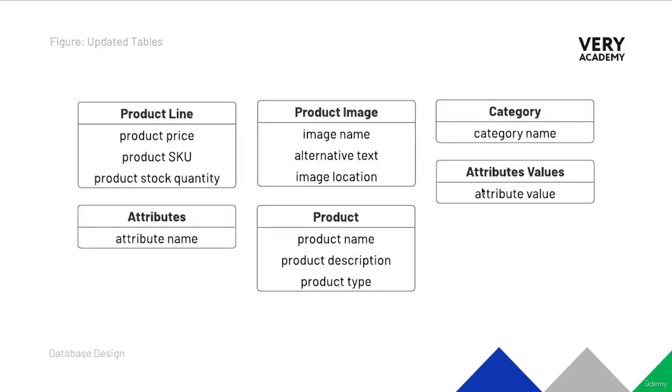So now we have an updated table list. This time we've added the attributes table with just the name. And now we have the attribute values. We have a field at the moment, which we've named attribute value.